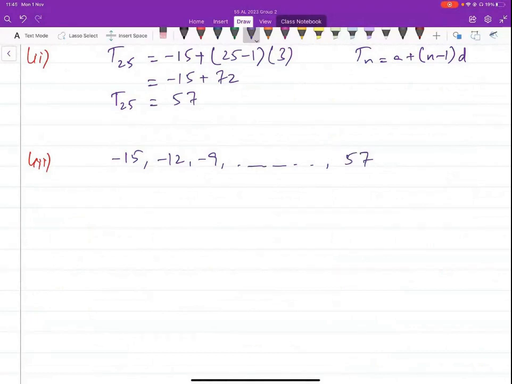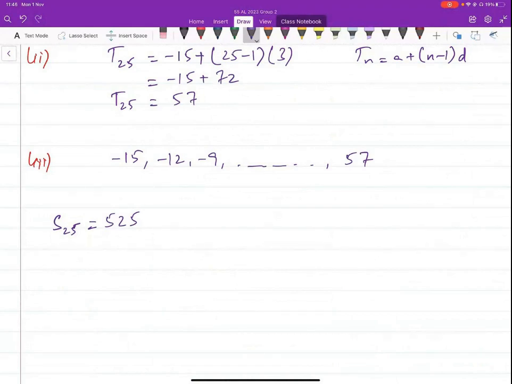Do we know the sum of all of these terms? We know the sum of all terms, right? The sum of all these terms is 525. So we know the sum of the 25 terms is 525. We are only looking for the sum of the positive terms. What can we do now?